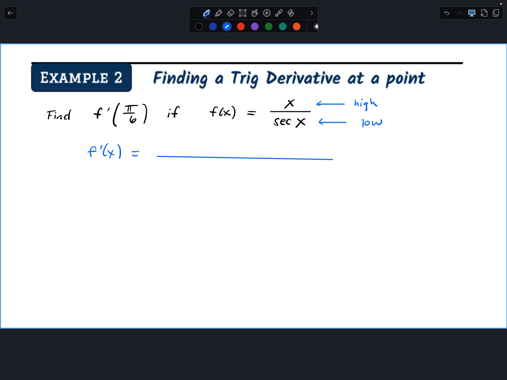So low is secant of x. D high, what's the derivative of x? 1. So do you guys agree this would be secant x times 1? Do I need to write that? No, because anything times 1 doesn't change. Everyone okay with that? Minus high D low. What's the derivative of secant? Secant x tangent of x, all over the square of what's below.